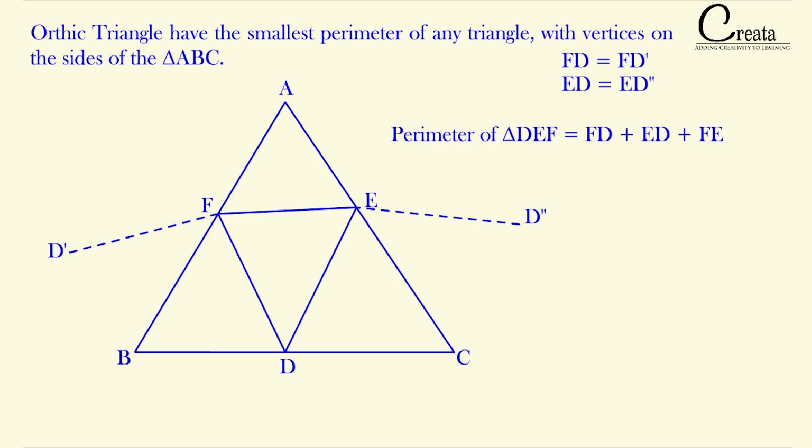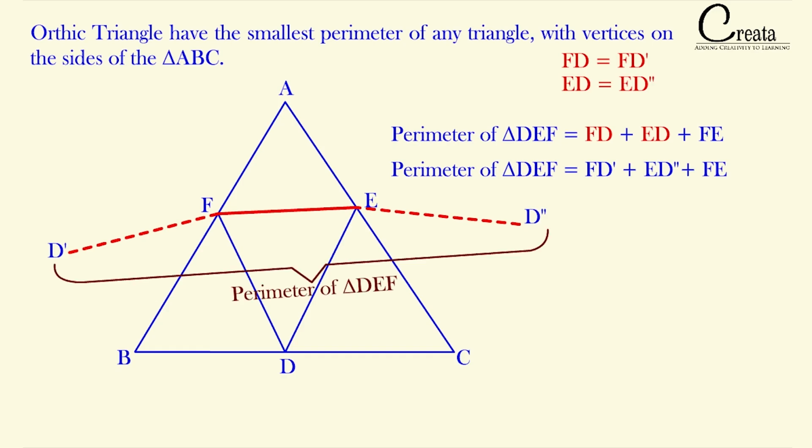Further, can we replace FD with FD dash and ED with ED double dash? Okay, the same we have just calculated. So we got the perimeter of this triangle as FD dash plus ED double dash plus FE. So this is also the perimeter of the triangle DEF. Perimeter is the total length of the boundary. So if we refer to the figure, here D dash F, FE and E D double dash is this complete path. This path will reflect the perimeter of the triangle DEF.